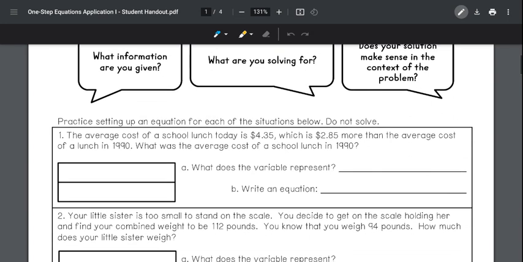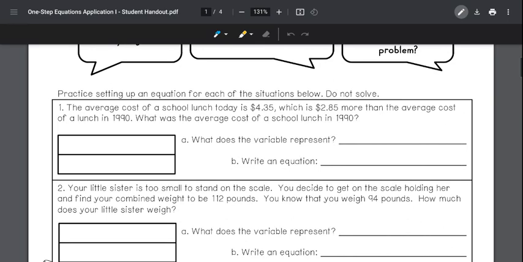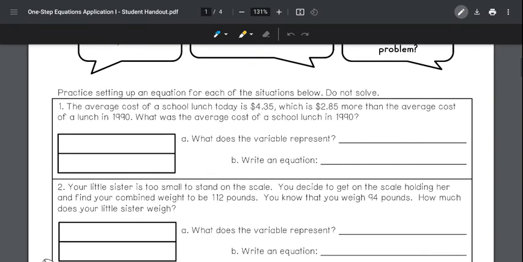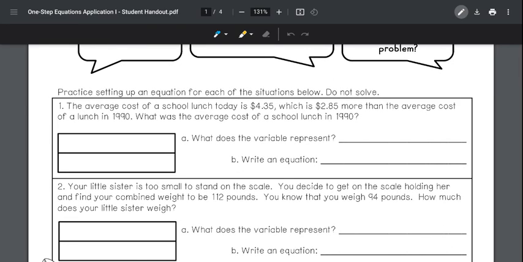Number 1, the average cost of a school lunch today is $4.35, which is $2.85 more than the average cost of a lunch in 1990. What was the average cost of a school lunch in 1990? So we're going to do a couple things. We got to figure out what does the variable represent, because there's something that we don't know. We've got to make an equation, and we've got to fill in these boxes.